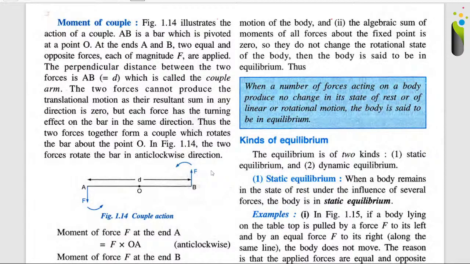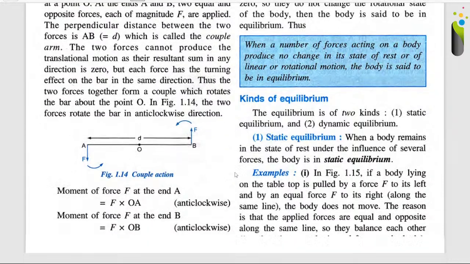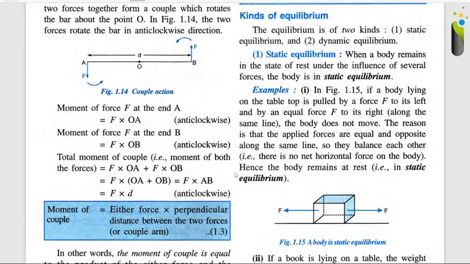Very, very important. I repeat this point so that you remember: when a number of forces acting on a body produce no change in its state of rest or of linear or rotational motion, the body is said to be in equilibrium. Now, coming to the next, that is kinds of equilibrium. The equilibrium is of two kinds. First, static equilibrium, and second, dynamic equilibrium.